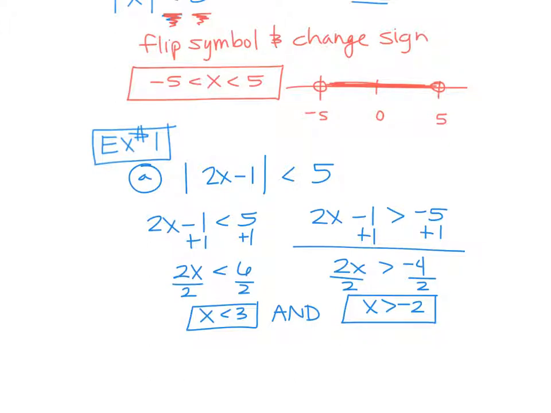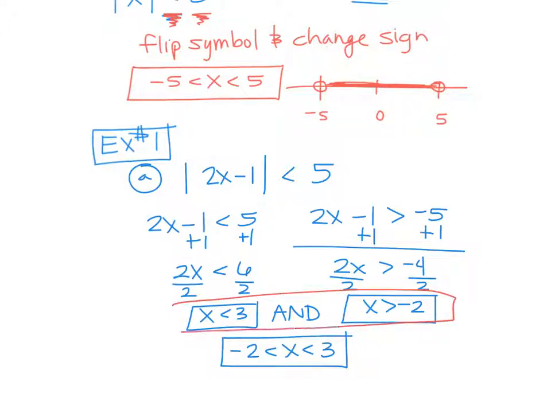Now keep in mind with and problems, if you want to write it so it's just all one piece, you can write it -2 is less than x, which is less than 3. Or in other words, x is between -2 and 3, okay? I don't care if you leave it like this. If you would rather just leave it like that, that's fine. If you like to write it as one big piece, there's your one big piece, okay?